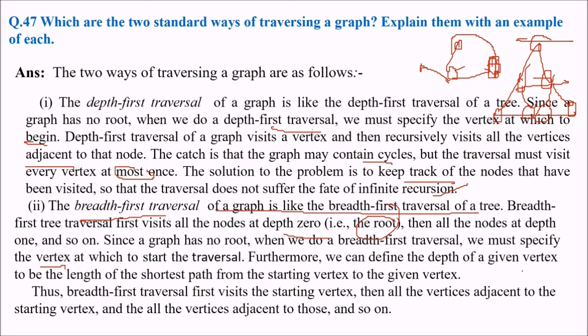So we can define the depth of a given vertex to be the length of the shortest path from the starting vertex to the given vertex. This is the depth here. So breadth first traversal first visits the starting vertex, then all the vertices adjacent to the starting vertex, and all the vertices adjacent to those. So first we go to all the nodes which are adjacent, then we go to those which are adjacent to them, like this. So all the vertices adjacent to the starting vertex, then all the vertices adjacent to those, and so on and so forth. This is breadth first traversal.